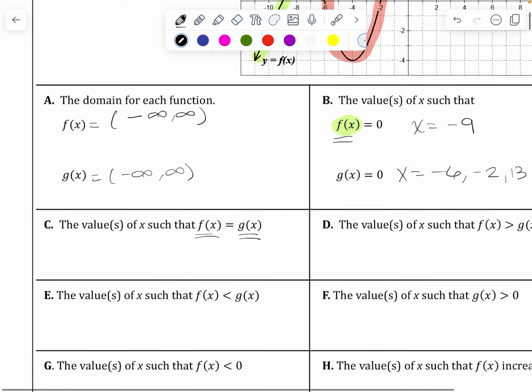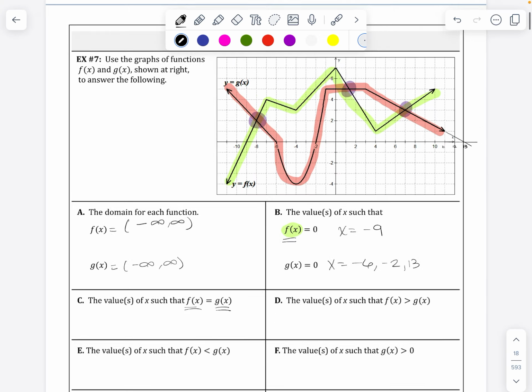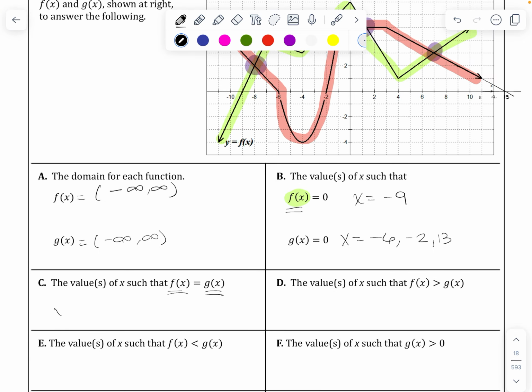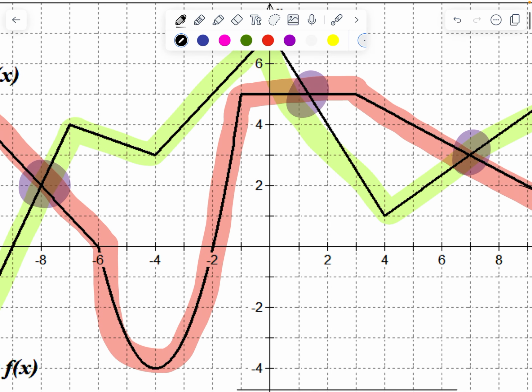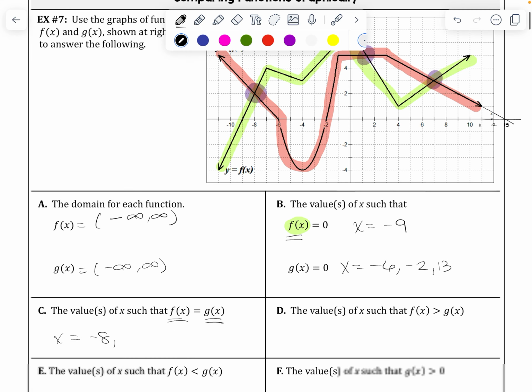Part C, it says find the values of x such that f of x equals g of x. So that's going to be where they intersect. Those are all those purple dots. So that's when x equals negative 8. Here, it's not exactly right on the graph, so I'm going to say it's about a third of the way past 1. So that's 1 1/3 or 4/3. And then the last one is where x equals 7.